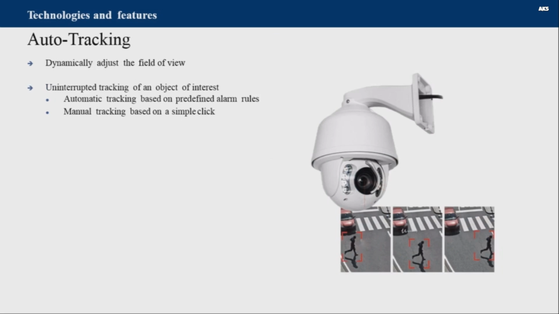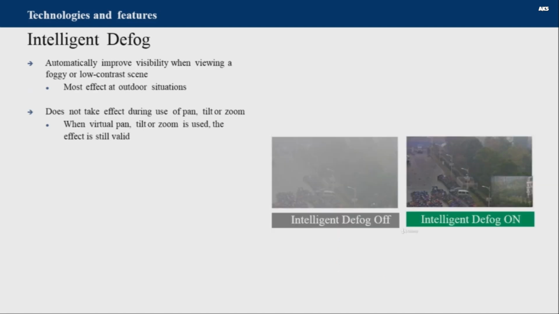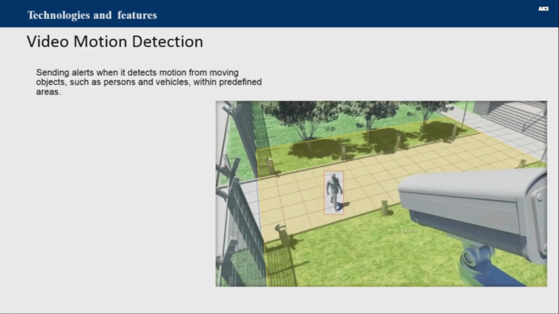The other technology is auto tracking. This technology is dedicated to PTZ cameras. It automatically detects, zooms in, and follows moving objects. This facilitates live monitoring by helping the operator to effectively discover and handle incidents. And this technology of intelligent defog automatically detects fog in the scene and digitally filters it out of view to provide clearer video. And video motion detection is included on most cameras and encoders.